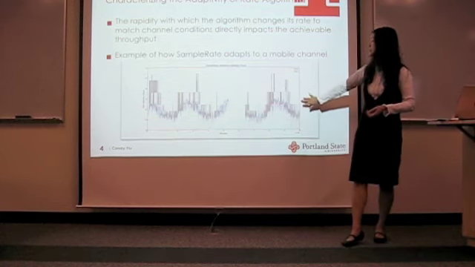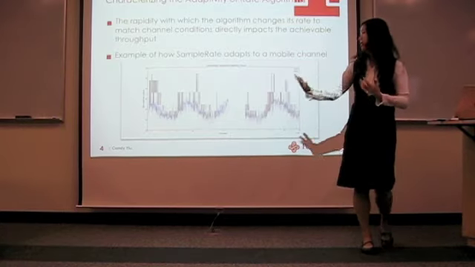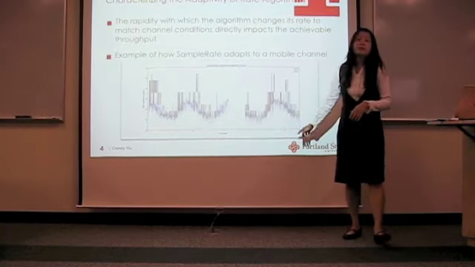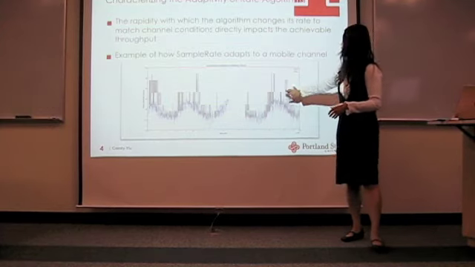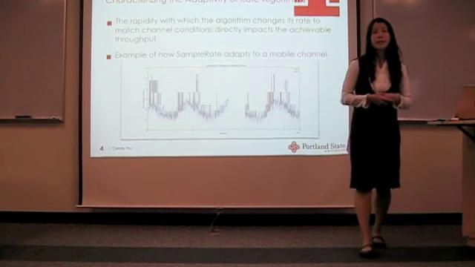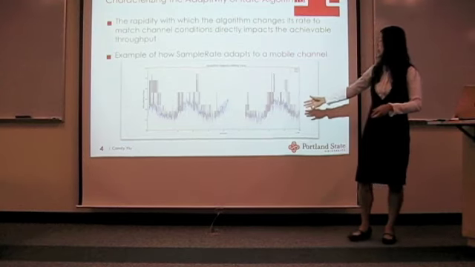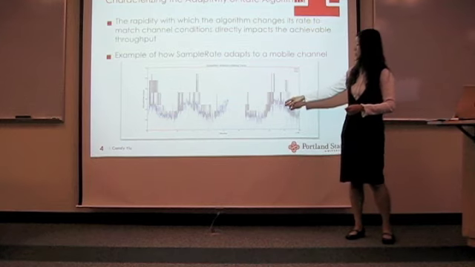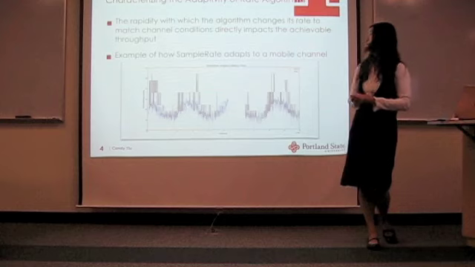For example, this is a mobile channel for a person who walks back and forth. The blue shows the RSSI values of the channel, and the gray indicates the rate changes in the sample rate. As we can see, the rate algorithm is trying to adapt while the channel is changing, and it impacts the throughput.